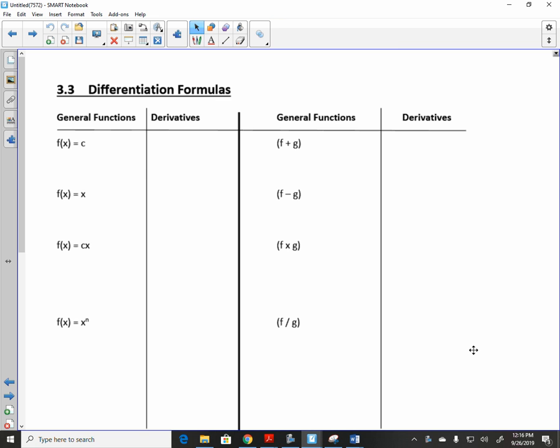Okay, so f of x is equal to a constant. If I say y is equal to 4, what kind of shape does that make? What's the slope of that line? So what's the derivative? Yeah, so if f of x is equal to a constant, then f prime of x is equal to 0.